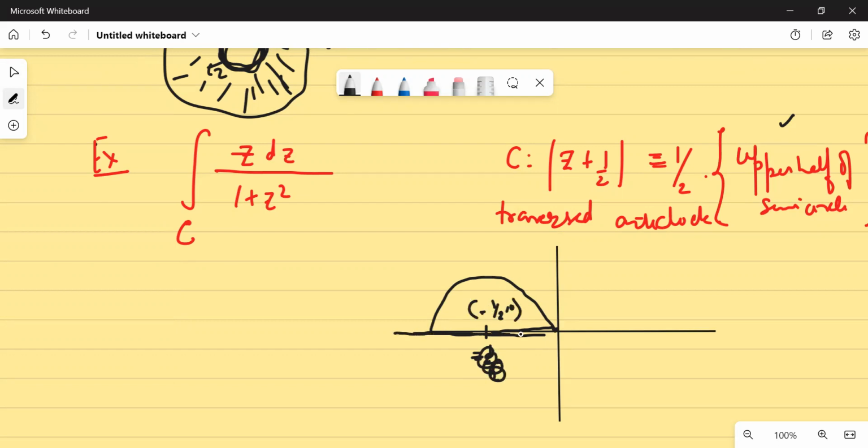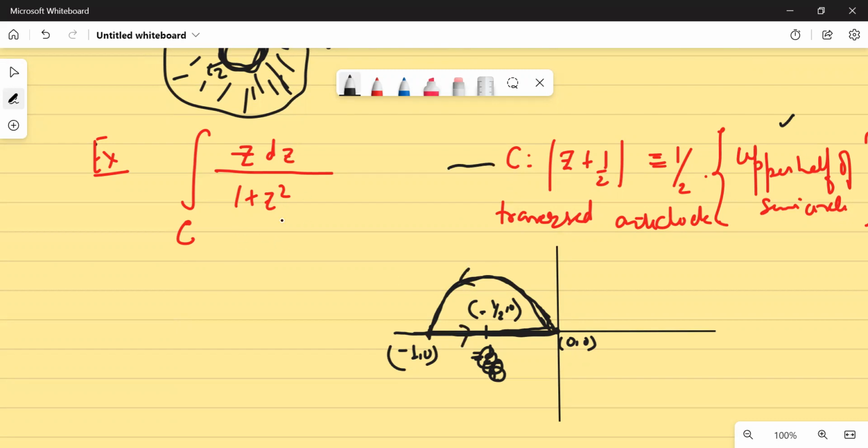So again, kindly see this. This is your origin 0, comma 0. This is your point minus 1, comma 0. This is your semicircle, which is being topped. This is a semicircle, and I'm saying I'm traversing it anticlockwise. Okay, so this is it.